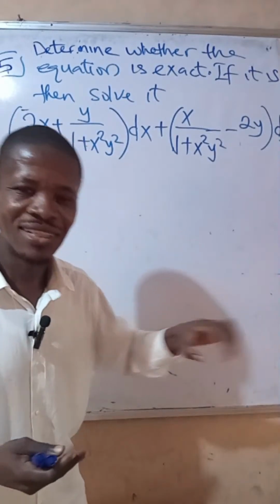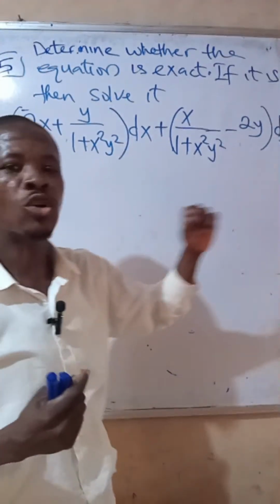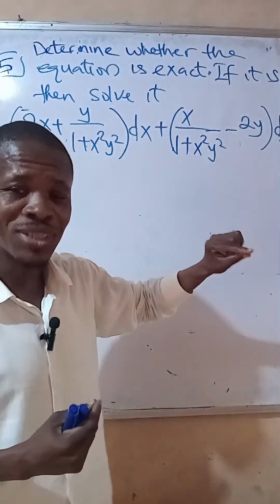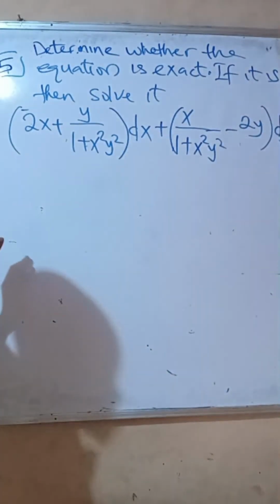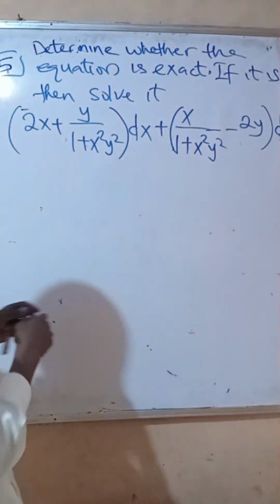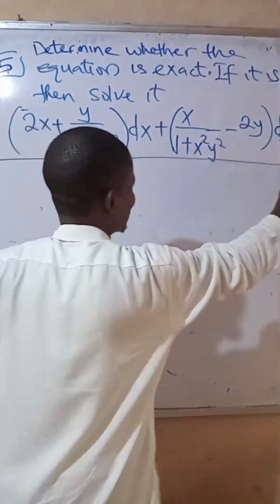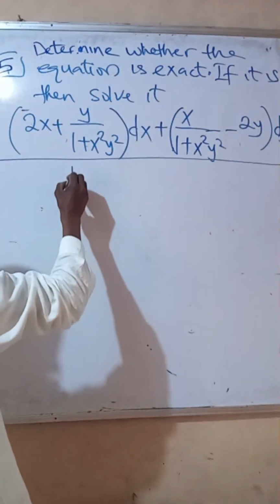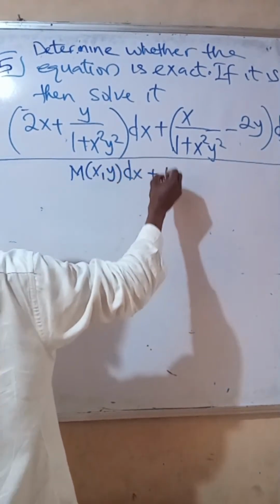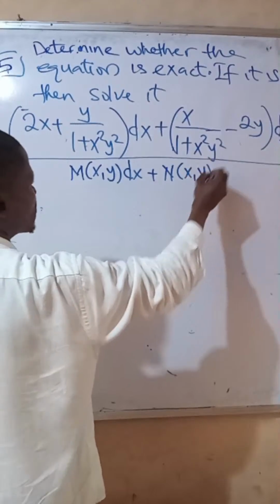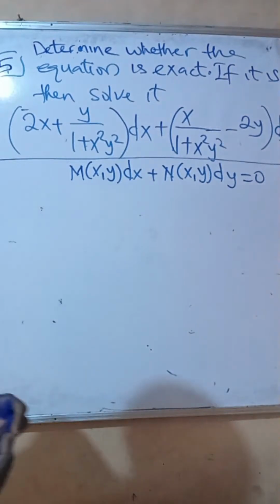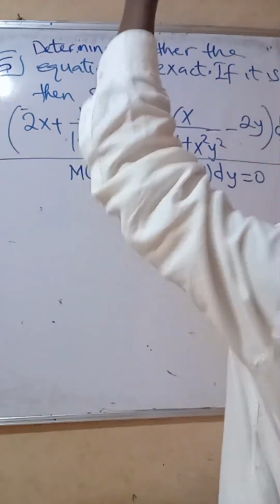But before we can do that, we need to decode what is M and what is N. That is a prerequisite. That's the first thing to do. So correspond this to the general equation. You want to know whether it's exact. Correspond it to the general equation, which is the general equation for exactness. Correspond that to the general equation for exact differential.